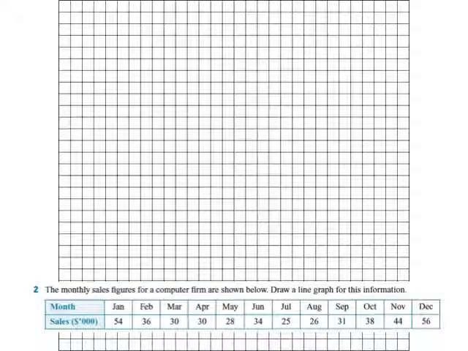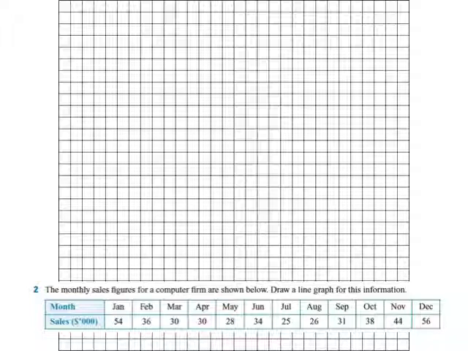So let's have a look at line graphs and radar graphs. These two types of graphs are fantastic for graphing things that change with time and for data that is continuous. So here we've got our monthly sales figures for a computer firm, and we want to draw a line graph of this information. So the first thing is we need our axes.